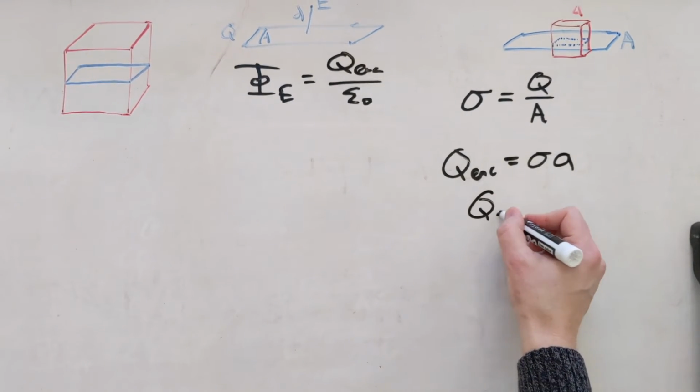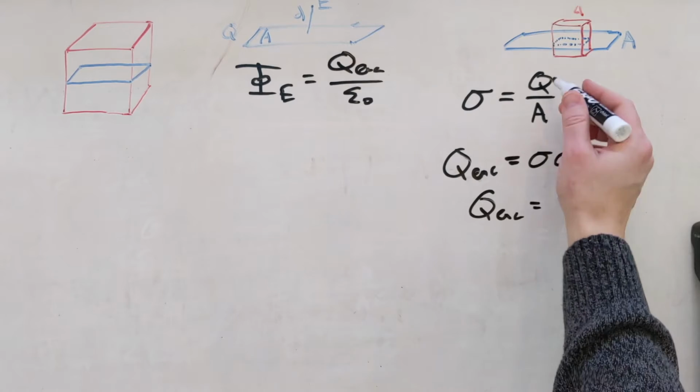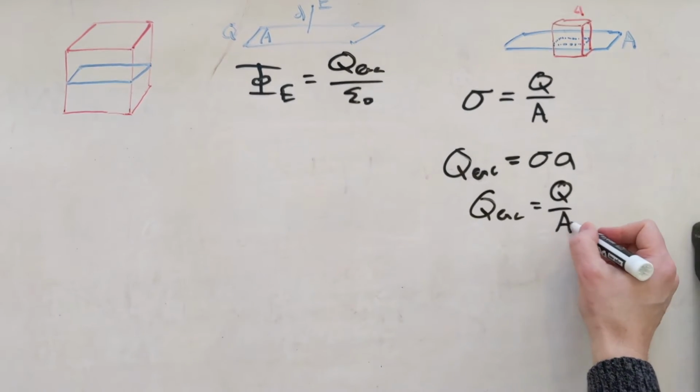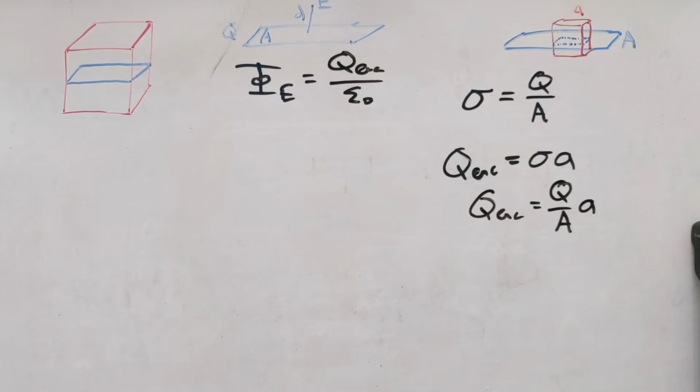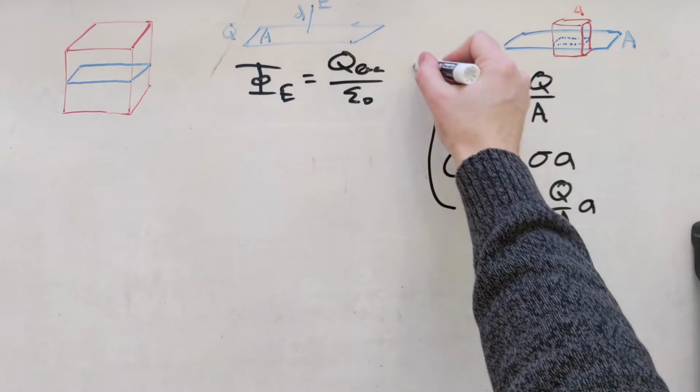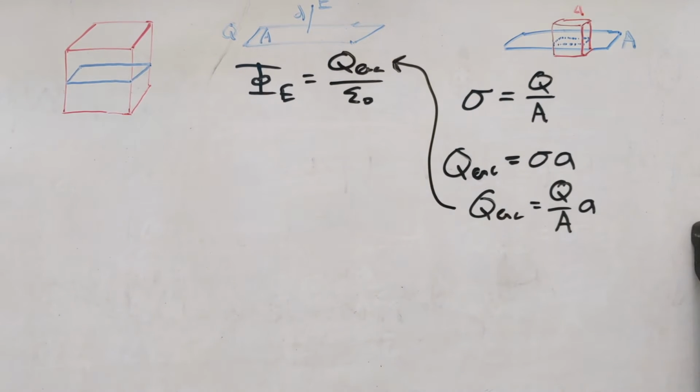Or another way of saying that would be Q enclosed is equal to sigma, which is Q over A, times our little area A. And yeah, we don't know how big that area is yet, but let's just keep plugging ahead, and we can plug this into our equation, and hopefully things will cancel out and we'll figure it out in the future. Now on to step 5.